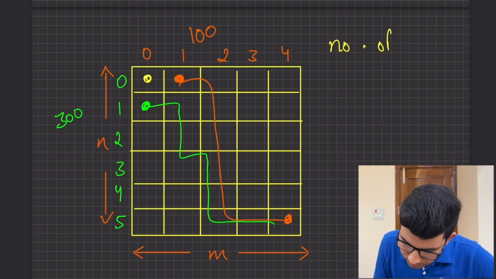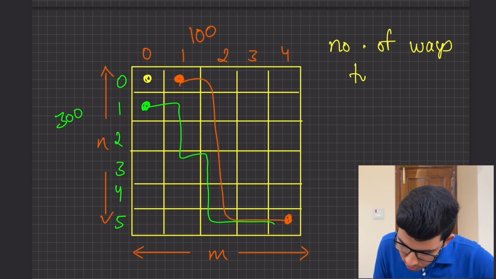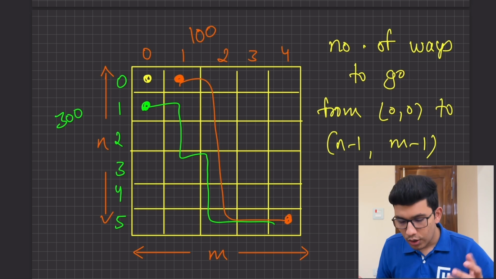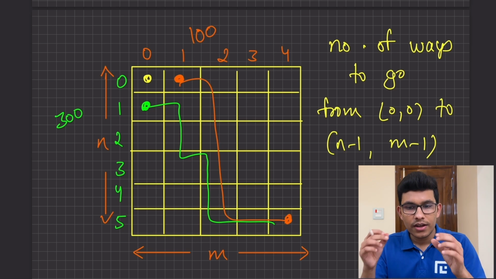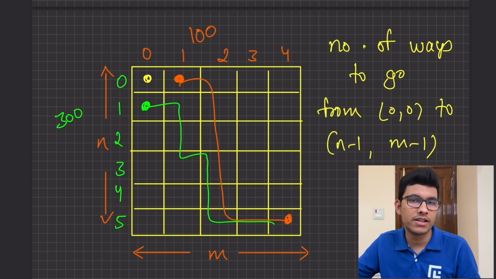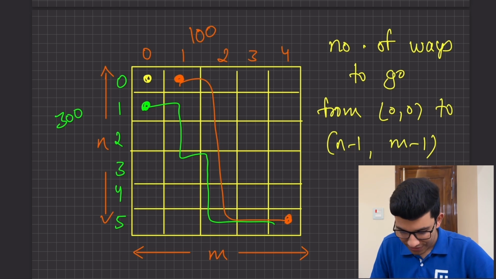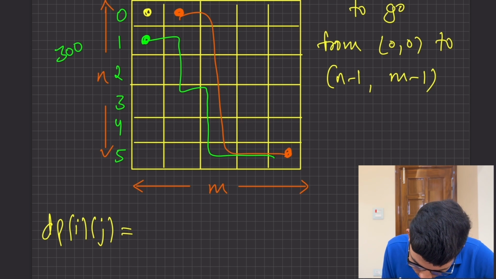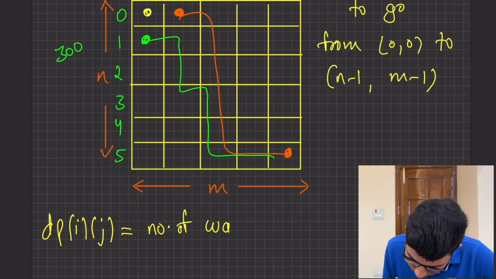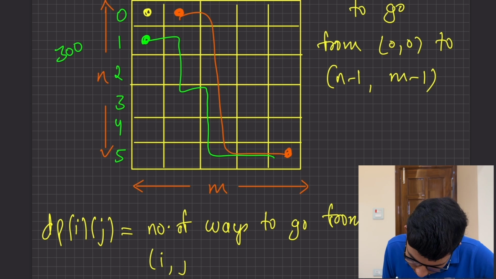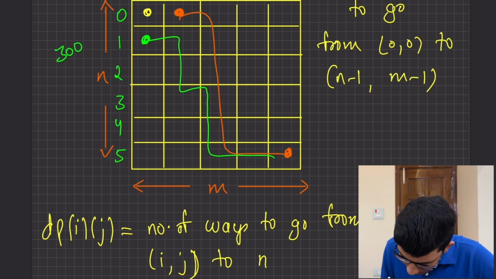Number of ways to go from 0, 0 to n minus 1, m minus 1. Now we can define a similar DP state for any cell i, j. We can say that the number of ways to go from i, j to n minus 1, m minus 1 is the DP state. So let's define the DP state here. DP of i, j is equal to the number of ways to go from i, j to n minus 1, m minus 1.